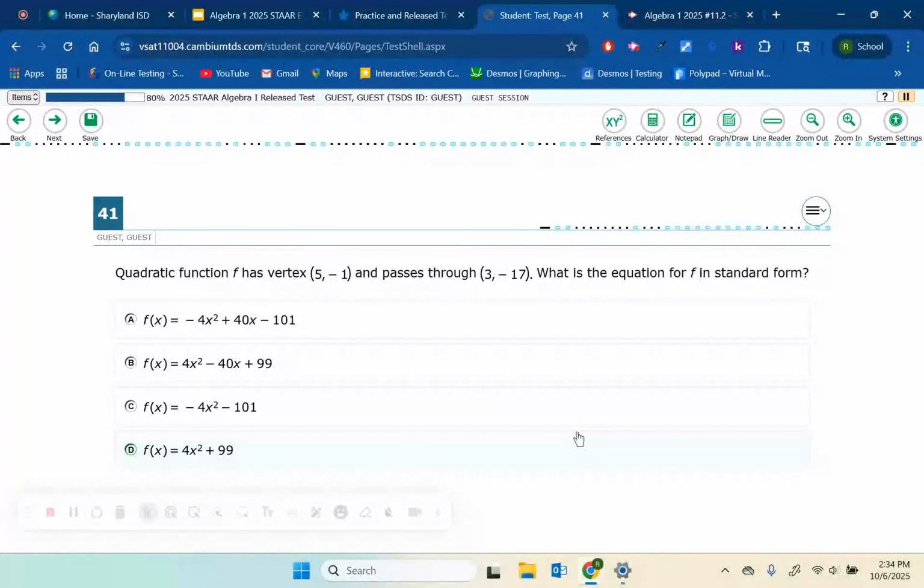All right, problem 41. So here we can work it out using the vertex form of a quadratic function and then make it standard form, or I can use a calculator. For this one, I'm going to use a calculator. So I'm looking for a quadratic function. It's got a vertex of (5, -1).